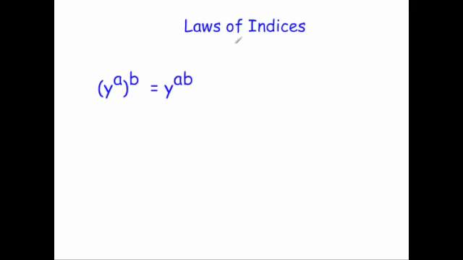And our last law of indices, I like to call this one a power of a power. Okay, a power of a power. So if we had y to the power of a, all to the power of b, then the answer is y to the power of ab. That means you times the powers together. So it looks something like this. If you had y cubed, and then you squared that, well, you times the powers together, so it would be y to the power of 6.